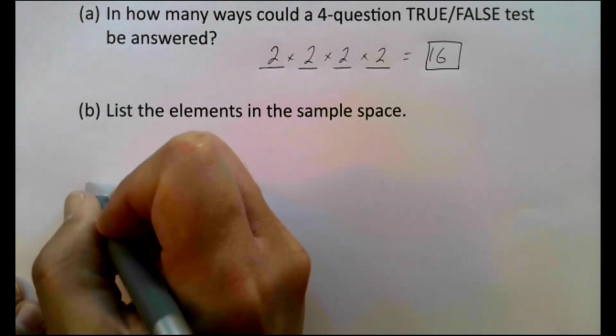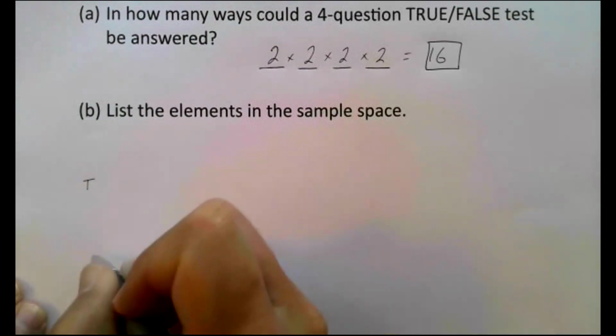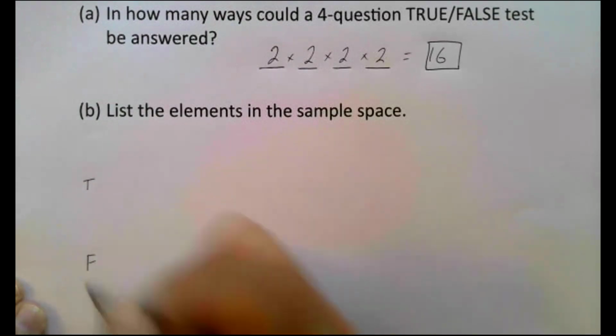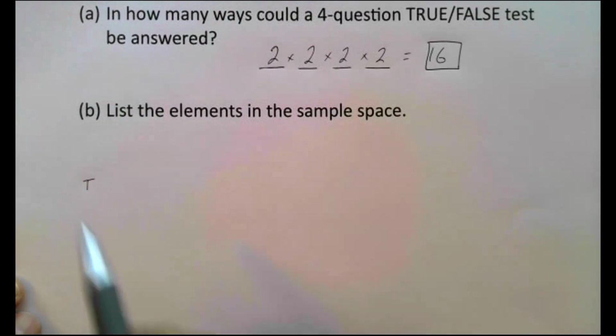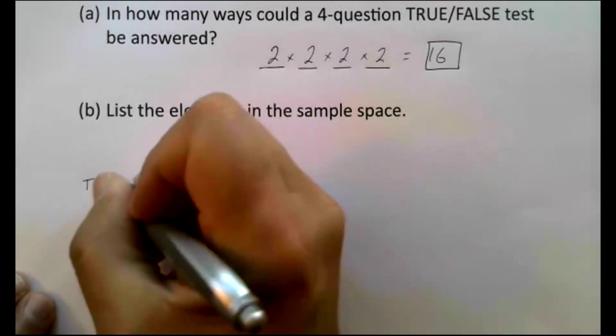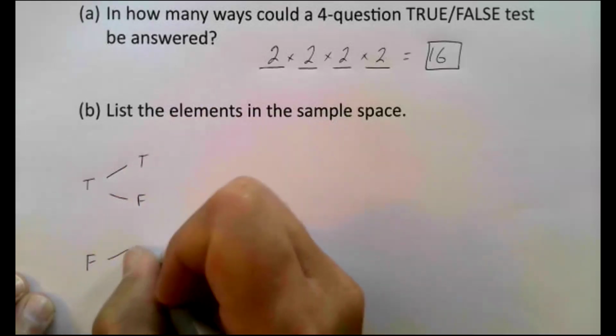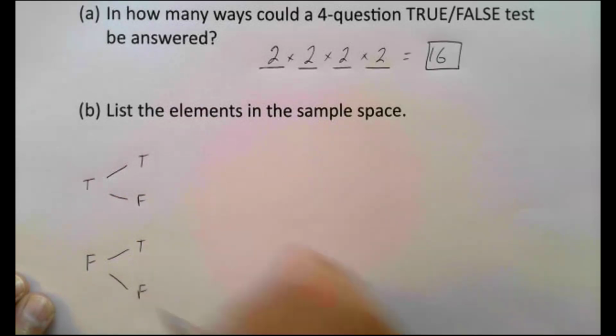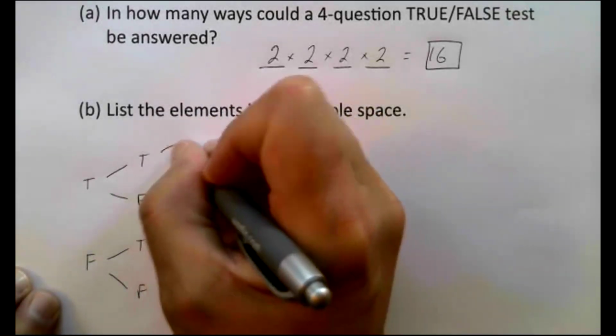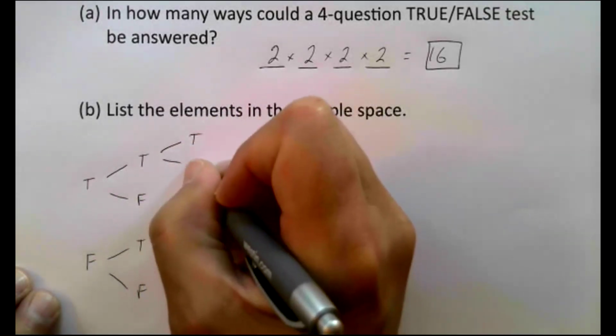True, false. That first column represents what we might answer on the first question. The second column, we branch off true, false. That represents what we might answer on the second question. And we branch off again for the third question, true, false on each.